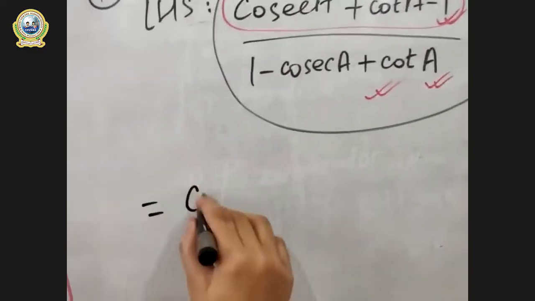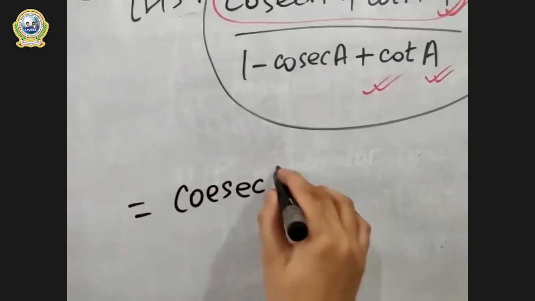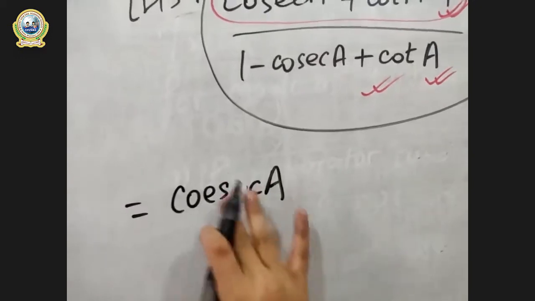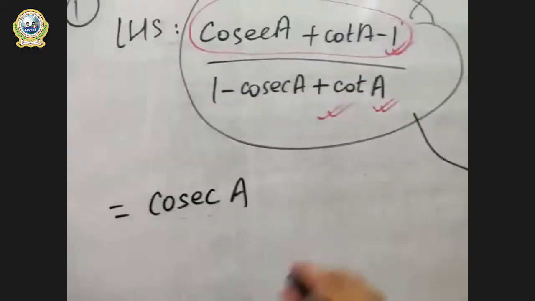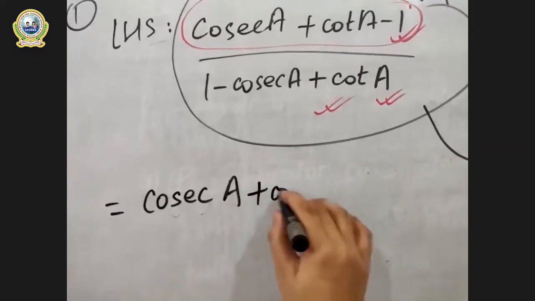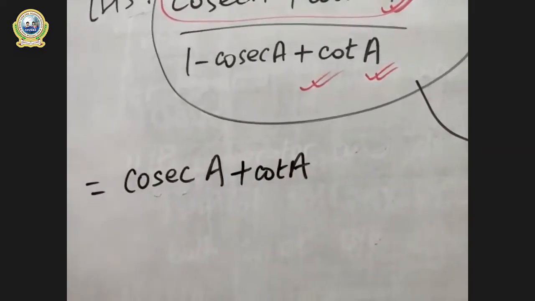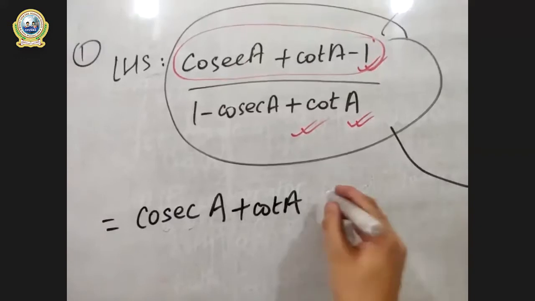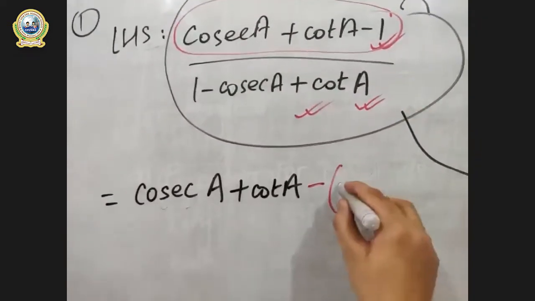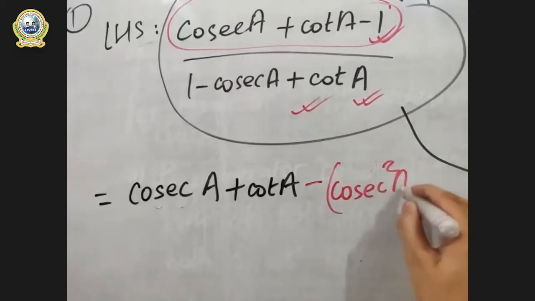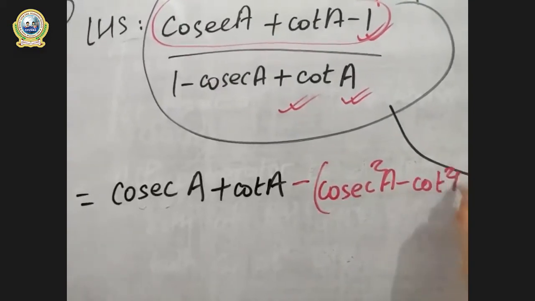Here, what is written now? Cosec A, cosec A plus cot A, right? And let's use the 1. Now the formula of 1 will be, what is the formula? Cosec square A minus cot square A, right?